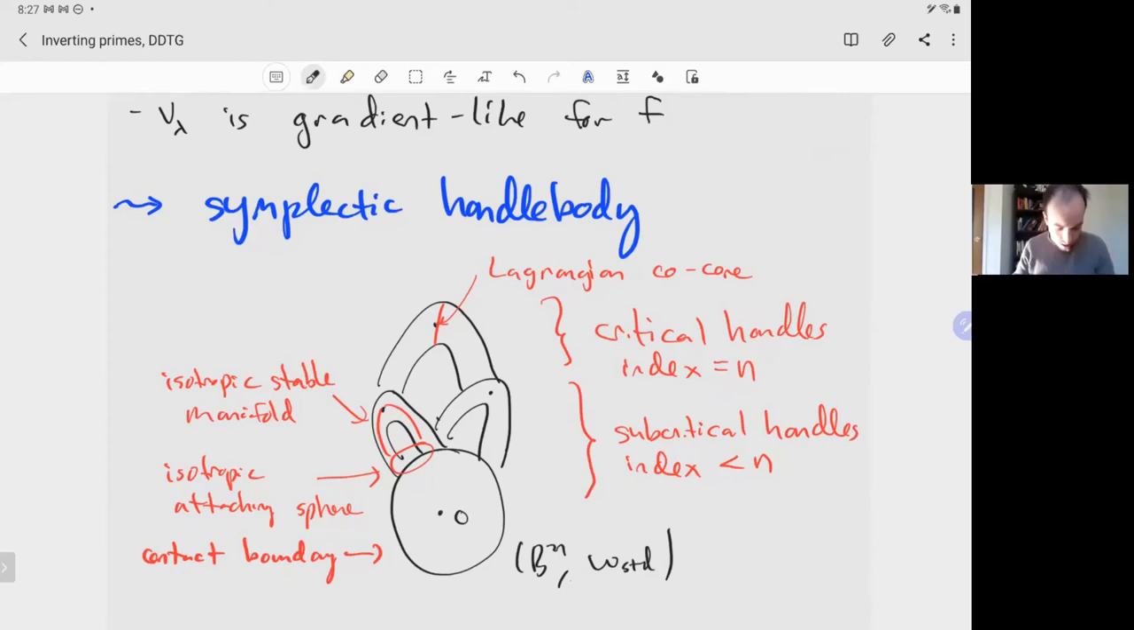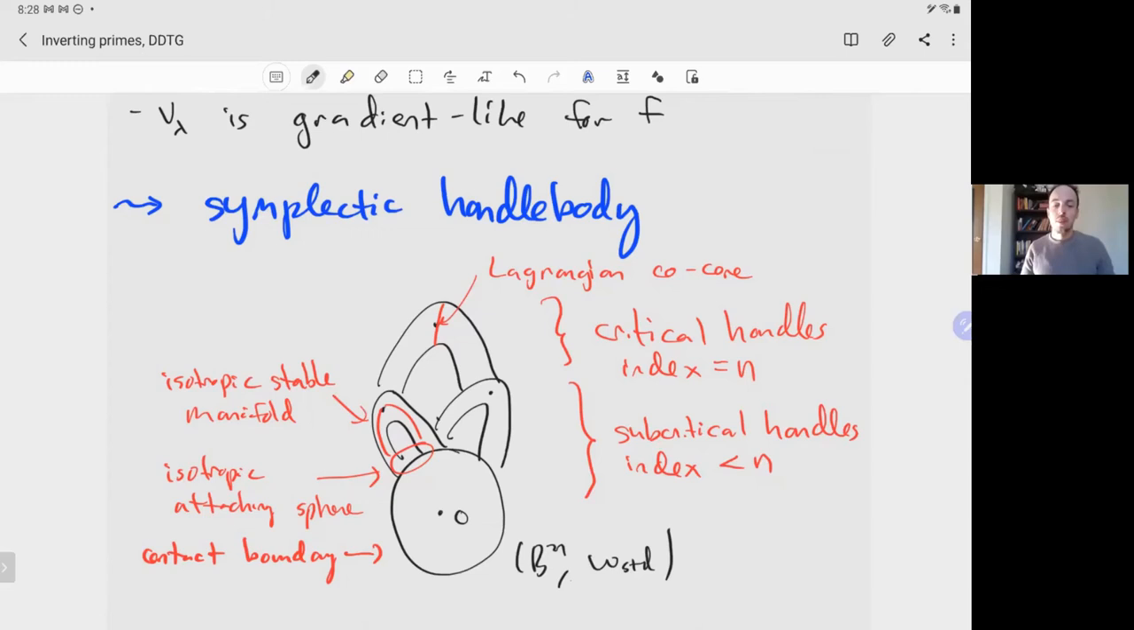So how is it compatible? Well, first of all, the stable manifolds of each of the critical points, the cores, are actually isotropic. And their intersection with the level sets, so the level sets are contact manifolds, because the regular level sets will have the Liouville vector field transverse to them. And so that implies that the regular level sets are actually contact manifolds. And the attaching spheres for the critical points, like where the stable manifolds intersect these level sets, are also isotropic. And so in particular, since everything is isotropic, the critical points have index at most n.